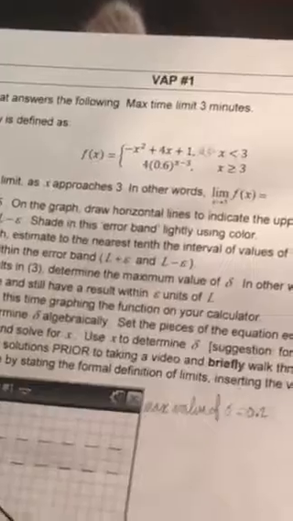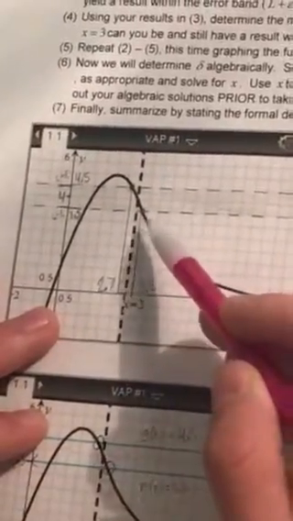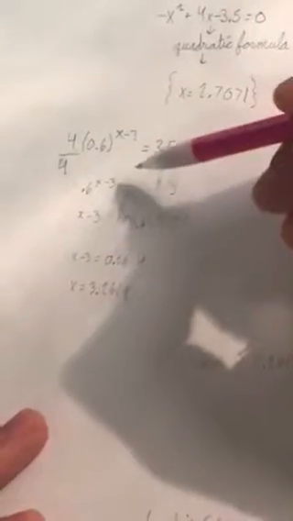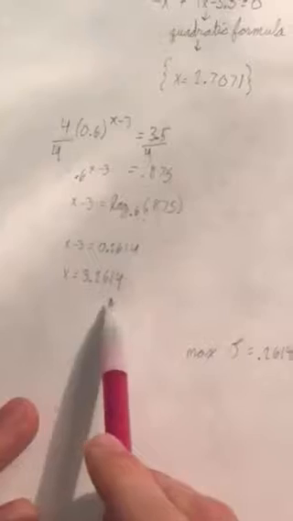And now as it approaches from the right, it intersects with the 3.5 line, so we can set this portion of the equation equal to 3.5. And to do this, we can divide both sides by 4, and to get rid of the exponent, we can take the log base 0.6 of both sides, and then we simply add 3, and this gives us an x value of 3.2614, which matches how we solved for it graphically.